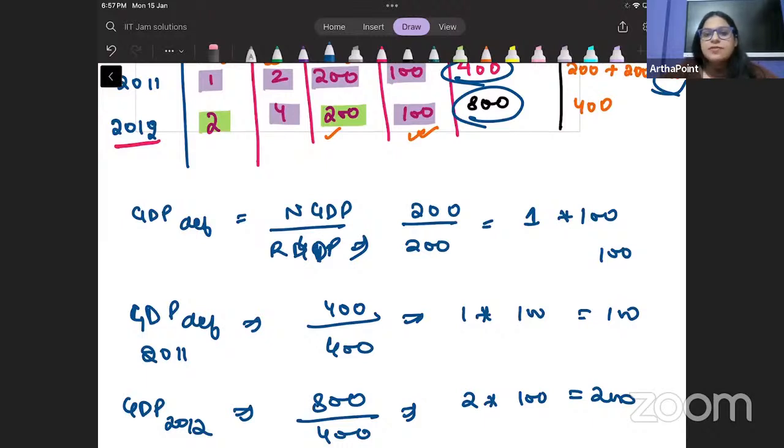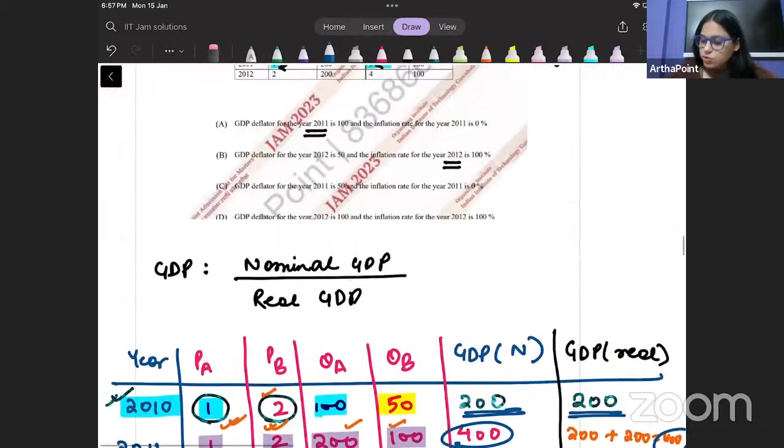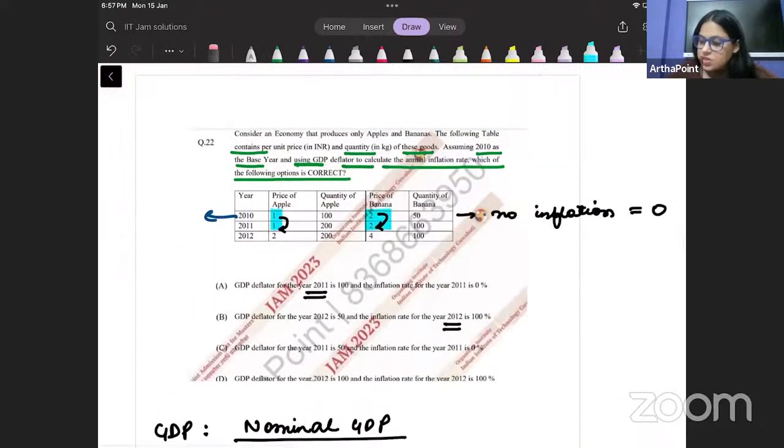Okay, beta, whenever nothing is given to you, although it has been given in the question, look here it is given that assuming 2010 as the base year. But even if it is not given, the topmost year will be the one we assume to be the base year. If it is not given, but here it is given that 2010 is the base year.